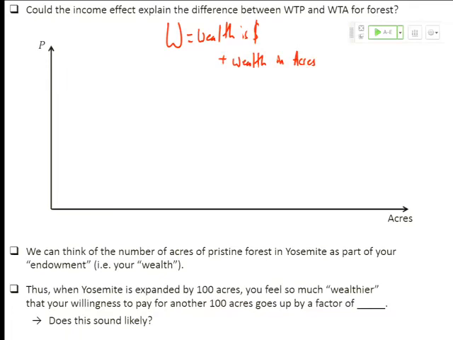The people I'm asking to give up something are told, here's a bunch of pristine wilderness, and an acre of it is about to be destroyed, right? By framing the question that way, I've made that additional 100 acres also part of your endowment, right? Because I'm saying this is pristine forest that already exists, and you're going to have to give it up. So I'm defining that as part of your endowment.